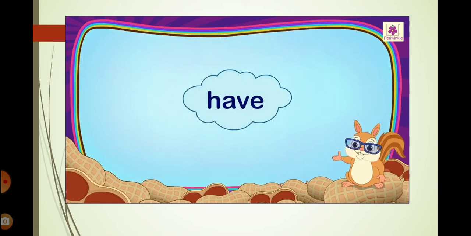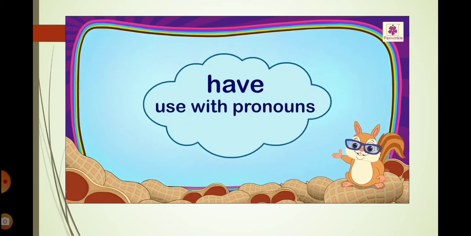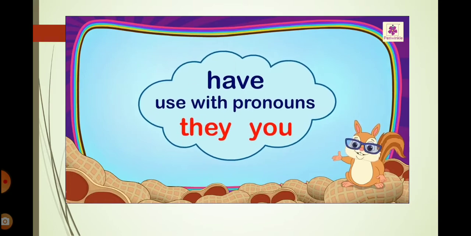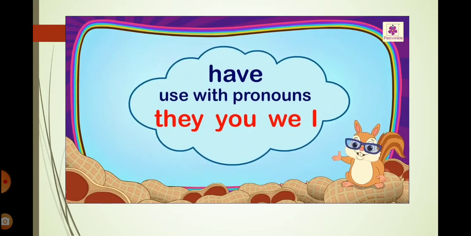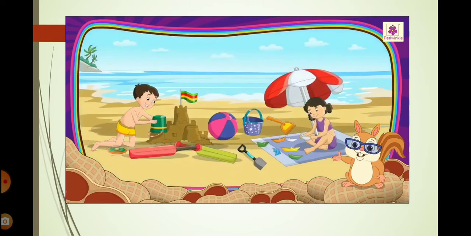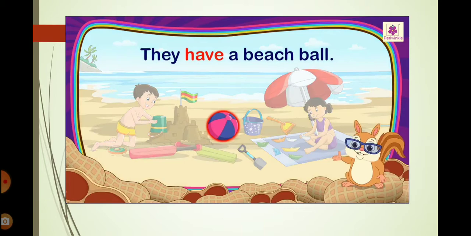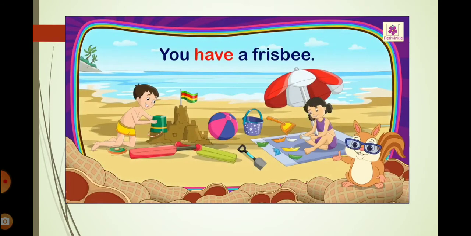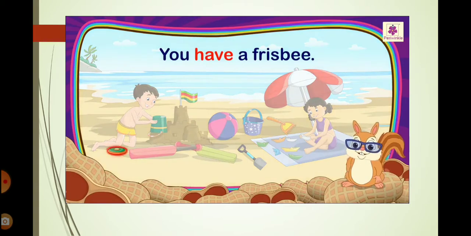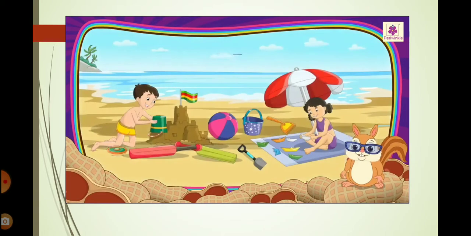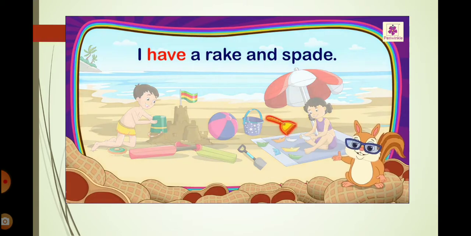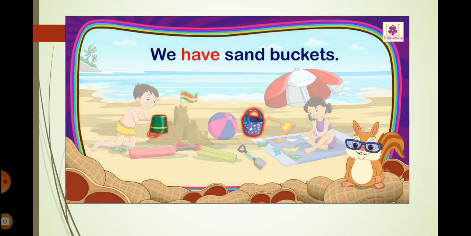We also use have with pronouns they, you, we, and I. For example, they have a beach ball. You have a frisbee. I have a rake and spade. We have sand buckets.